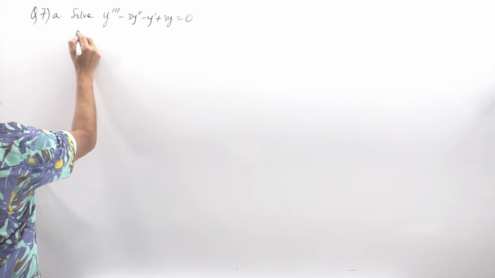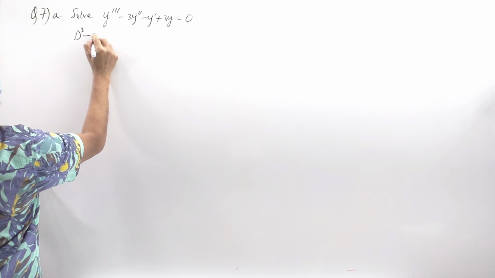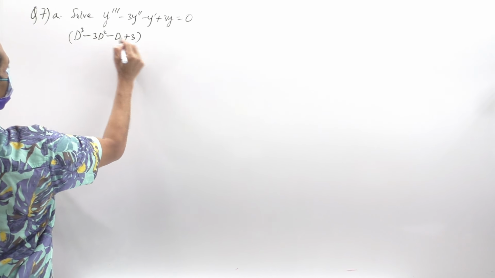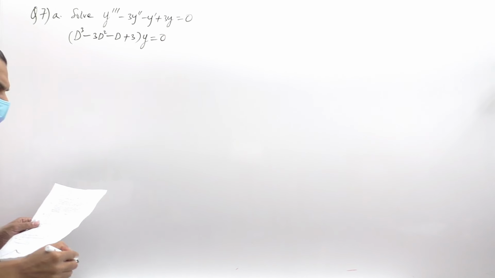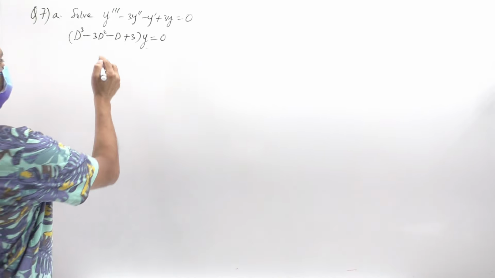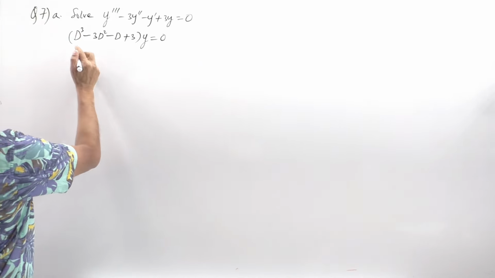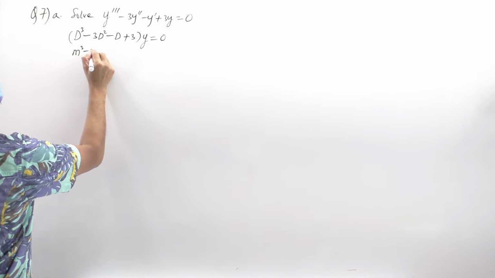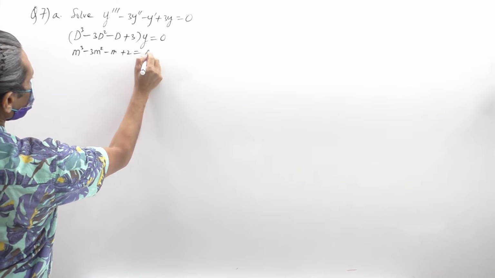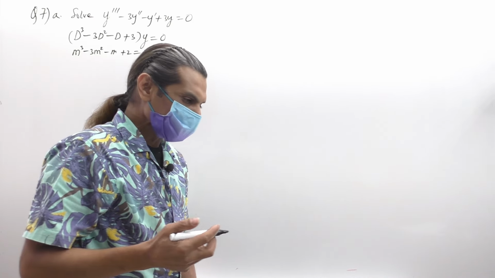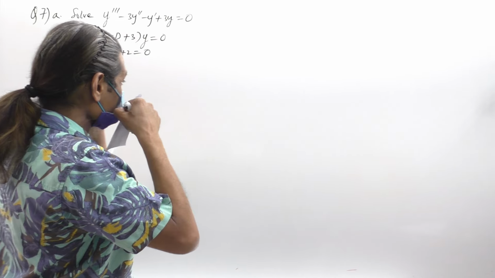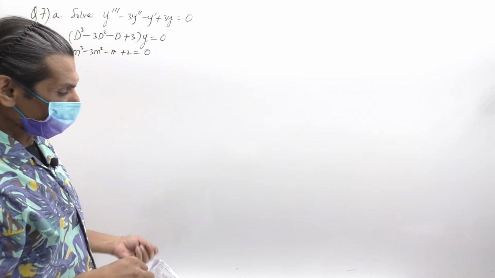So first, y triple dash means D cube minus 3D square minus D plus 3 into y is equal to 0. See, right side is 0, so the solution is only the complementary function. To find the roots, we write the auxiliary equation as m cube minus 3m square minus m plus 3 equals 0, writing m in place of D. Since it is m cube, there are 3 roots, so we can easily find the complementary function. Because the right side is 0, the solution is only the CF.